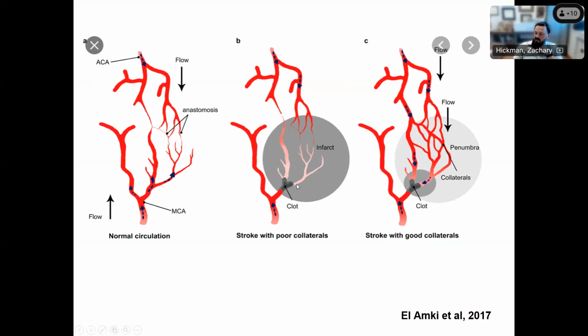You can have a patient that has fewer anastomoses, and so has very poor collaterals. If that patient then gets an LVO, say in the MCA here, and they have no flow past that, the collaterals can't really compensate because they have poor anastomoses in this particular area of the brain. Therefore they're going to end up with a reasonably large infarct in a short amount of time because they're not getting any perfusion help from the ACAs.